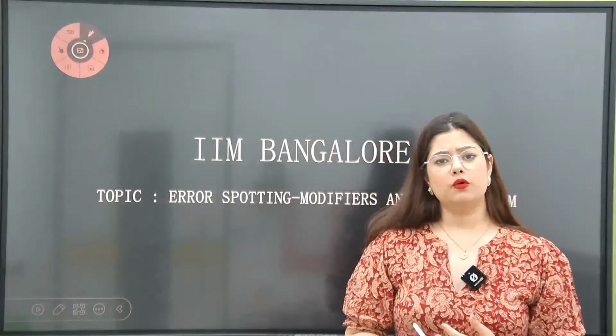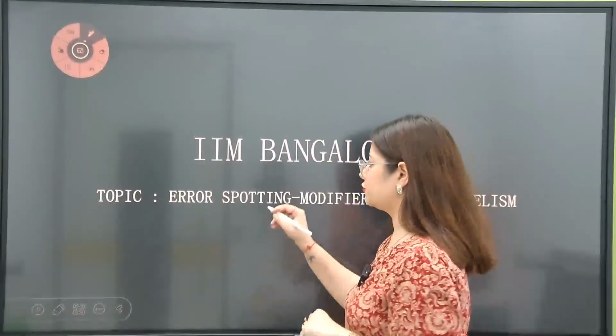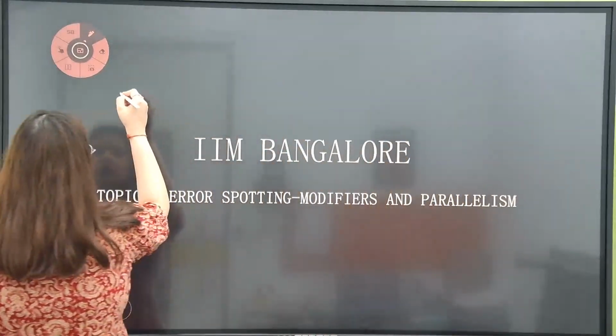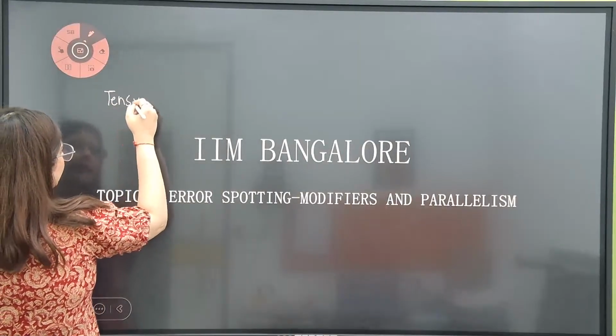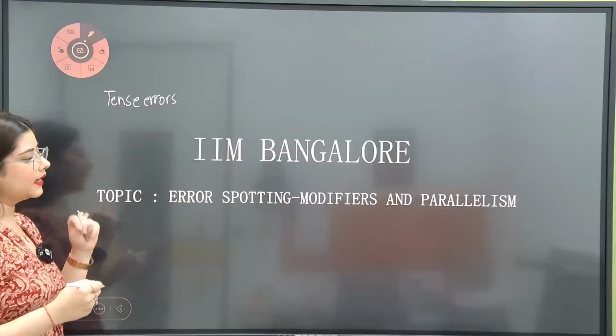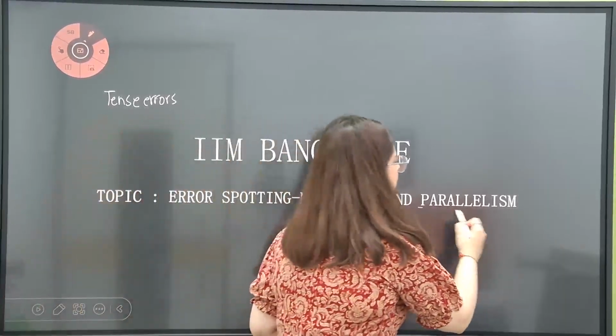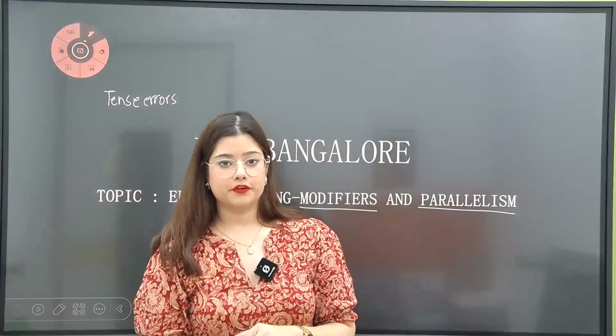Today we'll be learning about modifiers and parallelism. If we talk about questions pertaining to error spotting that come in an exam, there are three main types of questions that come. First, tense errors. Second, modifier errors. And third, parallelism errors, right?